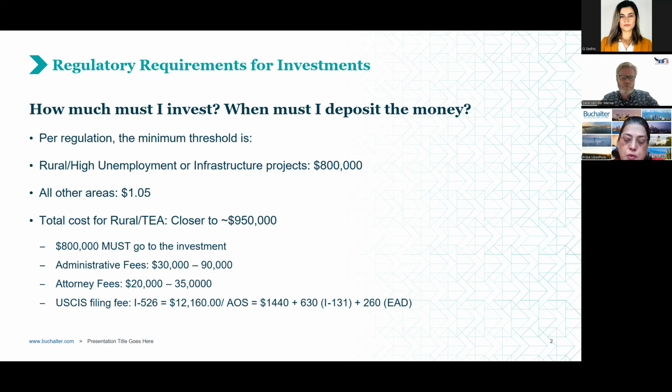That's because most regional centers will charge you what's called an administrative fee. That currently depends on the project, but average market rates are anywhere between 30 to 90,000 per project. And then attorney fees are also significantly different depending on who you choose to work with. That can go anywhere from 20 to 35,000 for applications going into regional centers. For people that are electing to file standalone or direct investments, the upfront cost is going to be significantly higher. But those are your options.